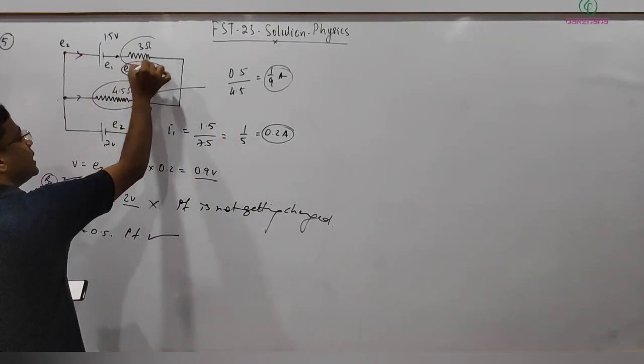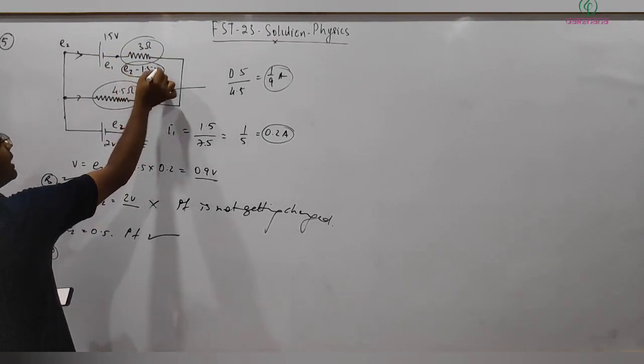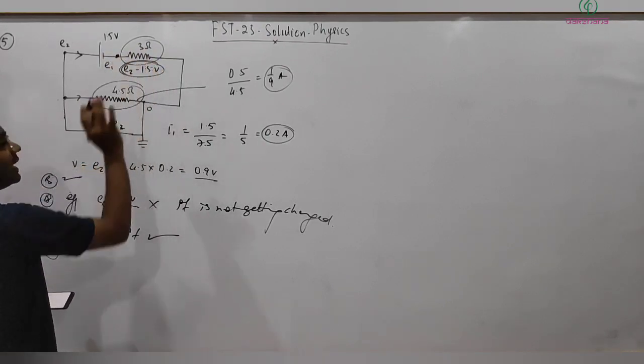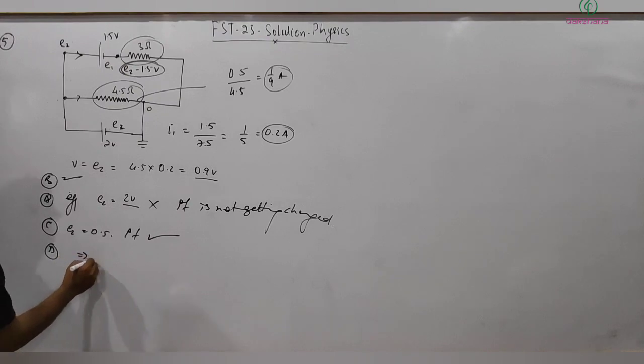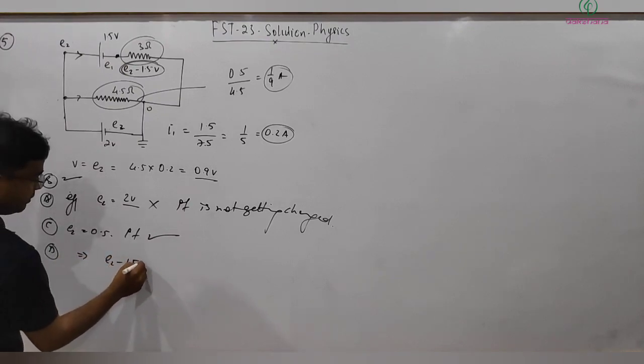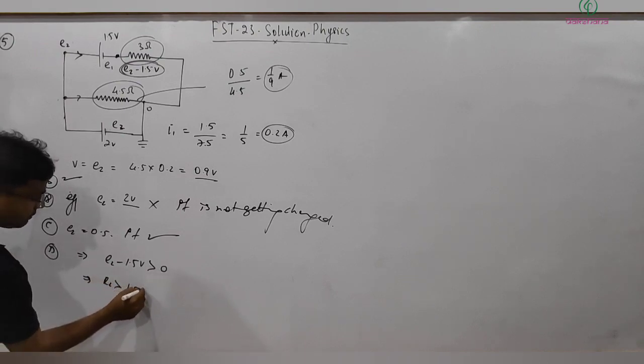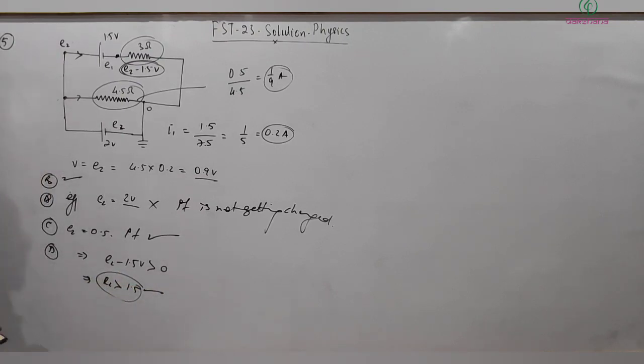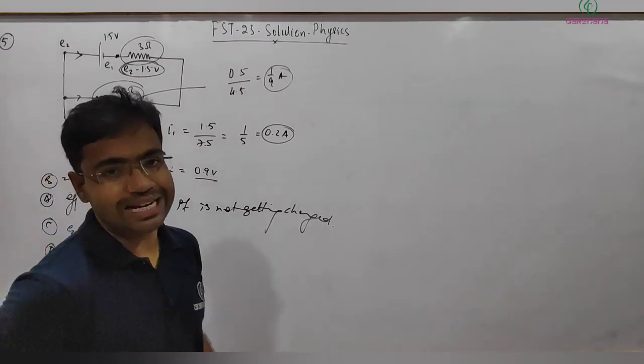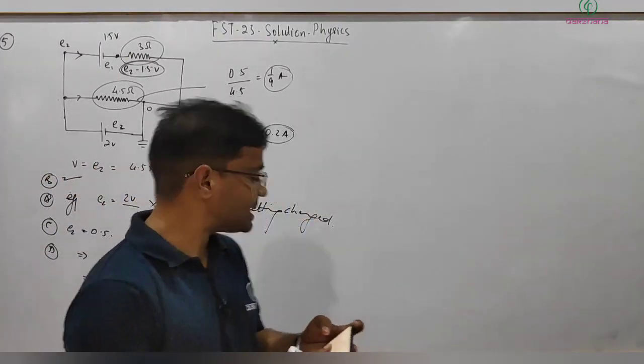So that means current must be there across this. So I can write the potential here must be greater than 0. So that implies E2 minus 1.5 volt must be greater than 0. This implies E2 must be greater than 1.5. So in this situation, yes, there is possibility of the E1 battery getting charged. So D is also a correct option.